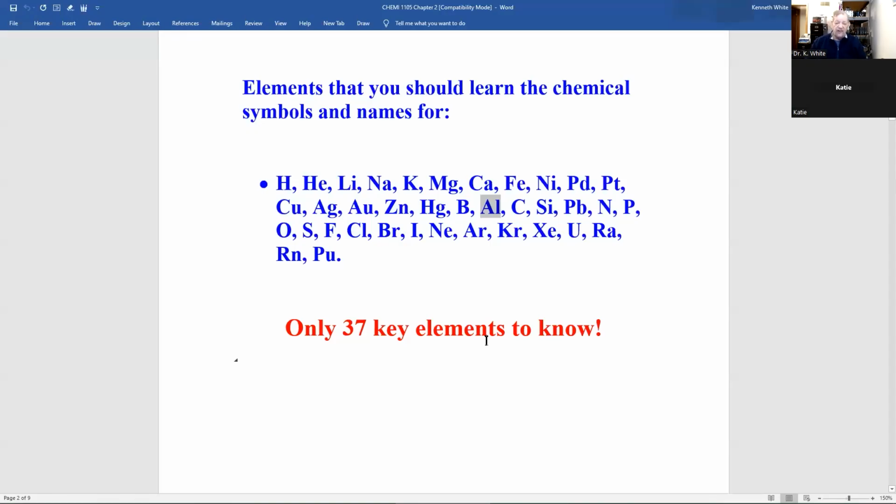You should know these. How do you learn it? Well, you can use flashcards, but I found it's better to write down H and the word hydrogen and say it, H hydrogen. Do it five times. A couple of days later, do it again, and it'll be burned into your brain.